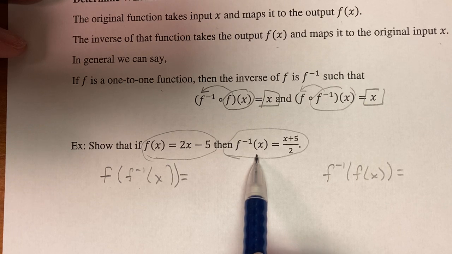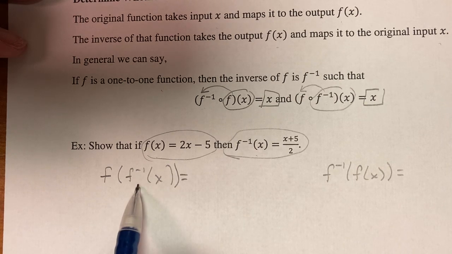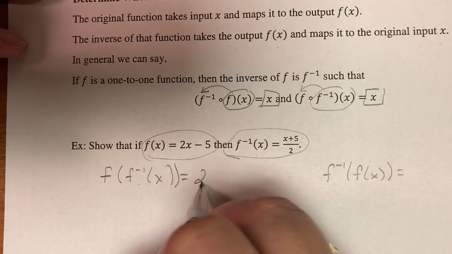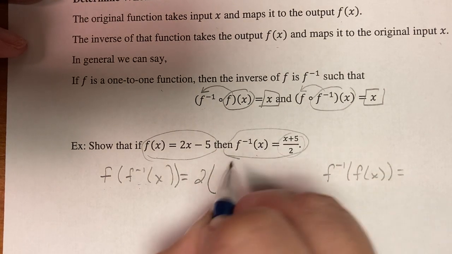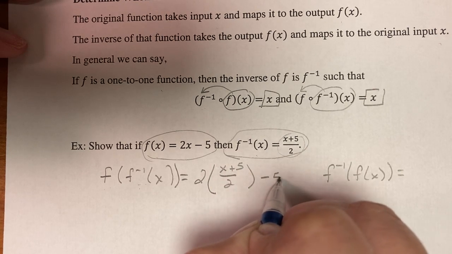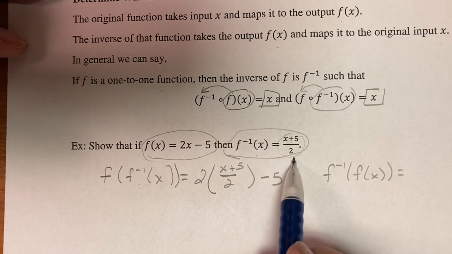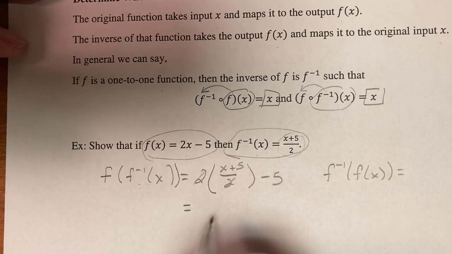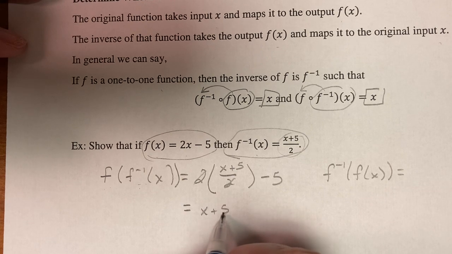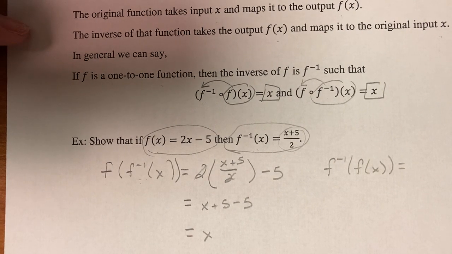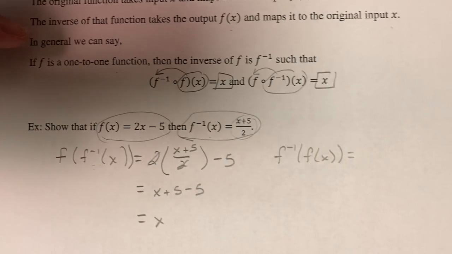So here we go. This says that I'm going to take my inverse and plug it into my f. So that's going to be 2 times, now I'm going to plug this in for x. Again, all I did was plug this in here for x. Well, let's see. The 2's are going to cancel, and I'm left with x plus 5 minus 5, which is x. So I got x that time. Perfect. That's only halfway. I have to also go the other way.